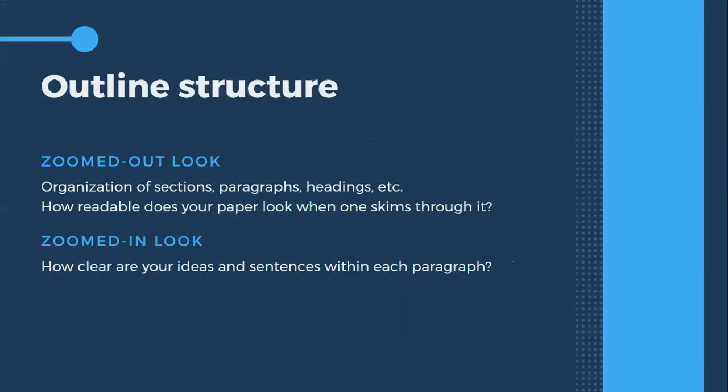So for the outline structure, what we can do is take a zoom out and a zoom in look. When we take a zoom out look, we want to look at the organization of our different sections or paragraphs and headings, and we want to see how readable your paper looks when one skims through it. And with the zoom in look, you want to examine how clear your ideas and your sentences are within each of the paragraphs.